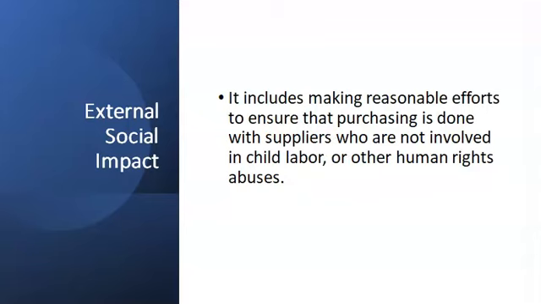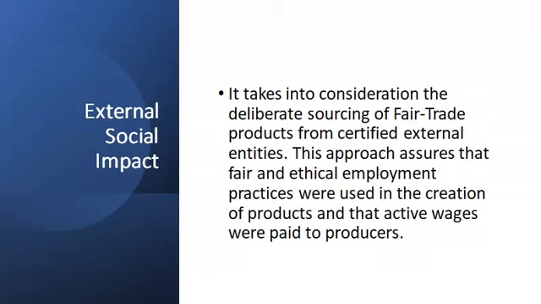Continuing with external social impact, this includes making reasonable efforts to ensure that purchasing is done with suppliers who are not involved in child labor or other human rights abuses. And so it takes into consideration the deliberate sourcing of fair trade products from certified external entities. This approach assures that fair and ethical employment practices were used in the creation of products and that active wages were paid to producers.